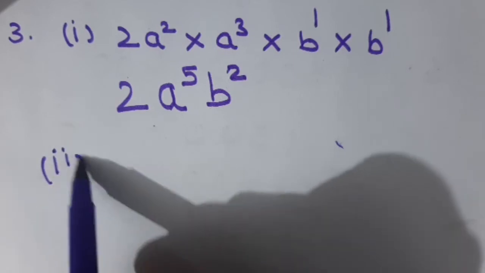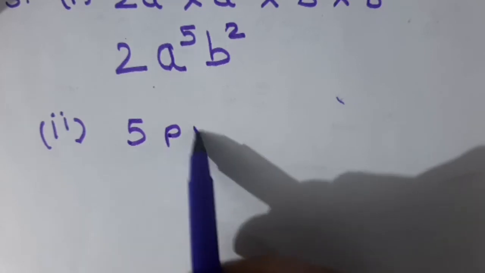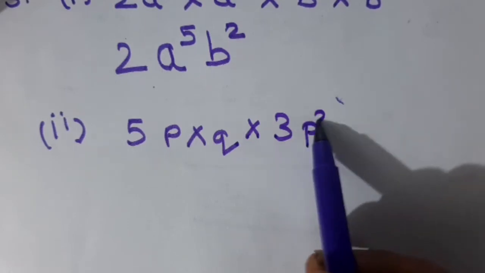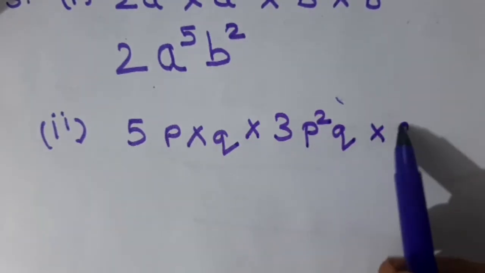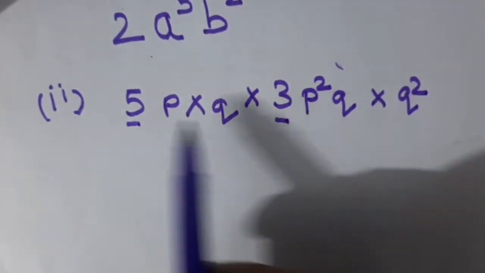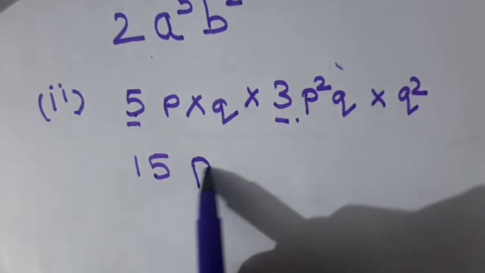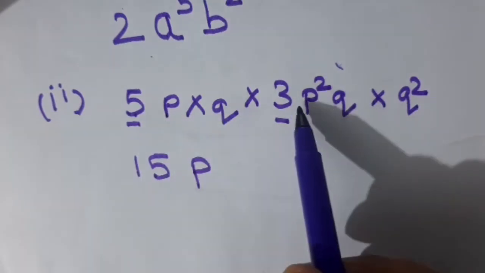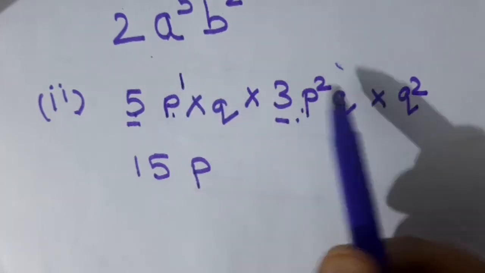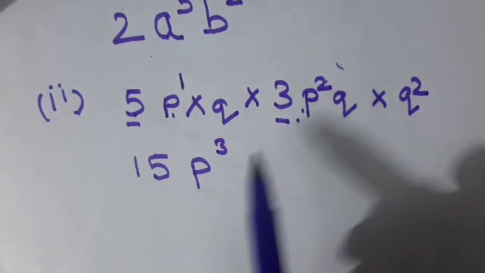Now come to the second part. Second part is 5p into q into 3p square q into q square. Here first of all you will multiply the constant numbers, that is 5 multiplied by 3, it is 15. Then you will write p. Now you will find out the p's. Here 1 p is here and here 1 p is here. No power means 1 power. Here 2 powers. So 2 plus 1 is 3. Bases are same. You can add up the powers.